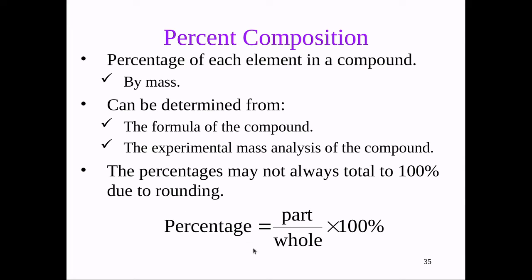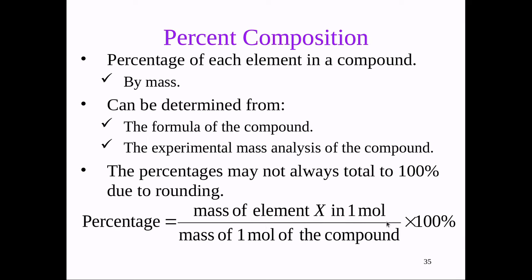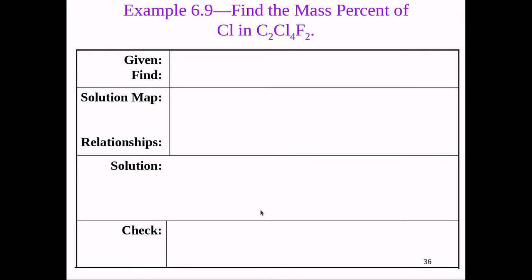So by definition, a percentage is the part that we have divided by the whole times 100%. In the context of percent composition for compounds, the percentage is going to be the mass of any one of the particular elements that we're interested in, divided by the mass of 1 mole of that compound. And then we're going to multiply that by 100%.